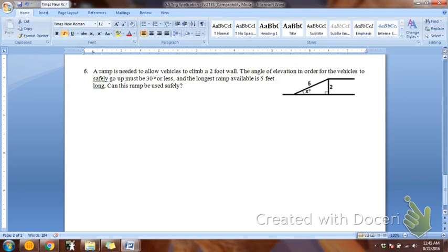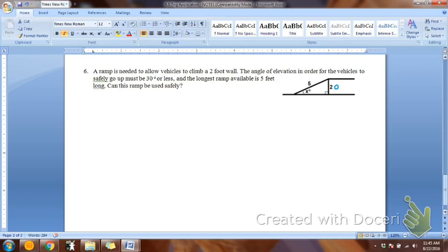A ramp is needed to allow vehicles to climb a 2-foot wall. The angle of elevation in order for vehicles safely to go up must be 30 degrees. Okay, so we don't know what x is, but we know that it needs to be less than 30 degrees. So if I'm looking at this problem here, what is 2? Austin, what's the 2 value? Opposite. Okay.